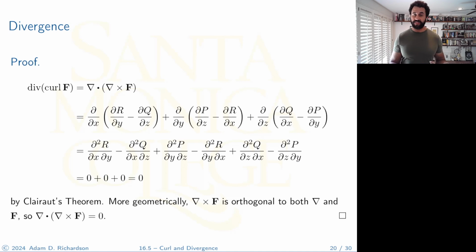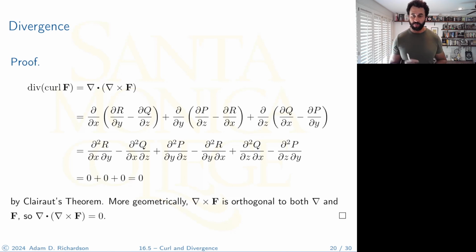But again, because these second order partials are continuous, the mixed partial derivatives are equal to each other. So this will cancel with this, and this will cancel with this, and this will cancel with that. You get a whole bunch of zeros, which adds up to 0, and that's it. So that is an algebraic proof that the divergence of the curl is 0.